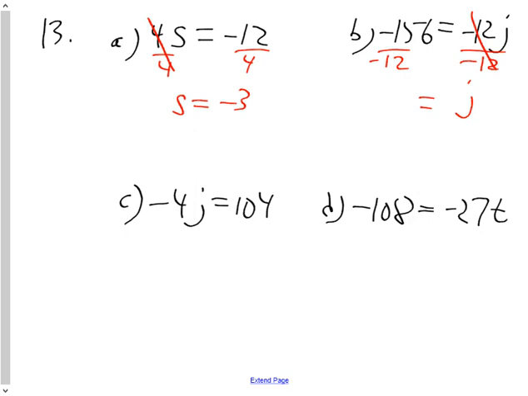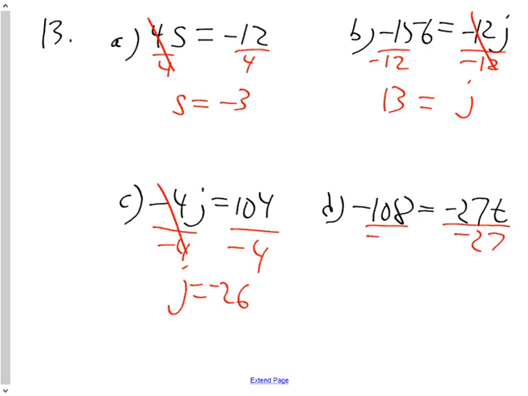How many 12s in 156? There are 13. Is that positive or negative? That's right. It is a positive because a negative divided by a negative is a positive. Over here, I'm going to divide both sides by negative 4 to get rid of multiply by negative 4. And j equals negative 26. And over here, I'm going to divide both sides by negative 27, the coefficient. Isolate for t, and that equals positive 4.